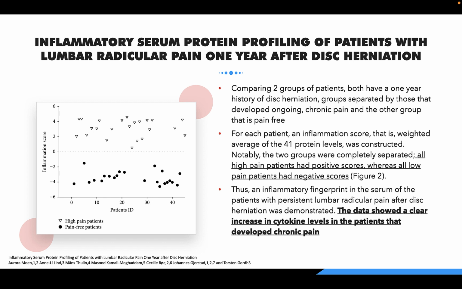The data showed a clear increase in cytokine levels in the patients that developed chronic pain. So that is very conclusive evidence, and hence at the fact that it is the ongoing inflammatory profile that drives patients to chronic symptoms. Those with negative inflammation scores, every single one of them had resolution of their symptoms at 1 year.